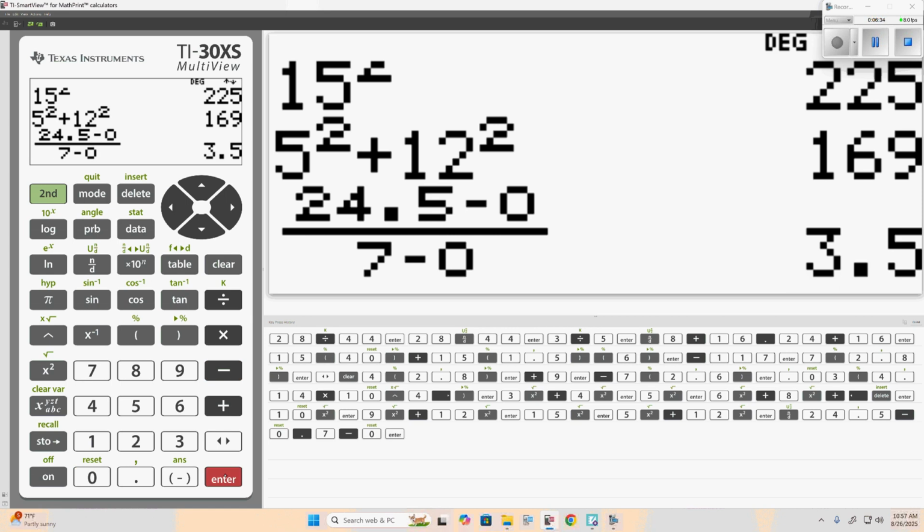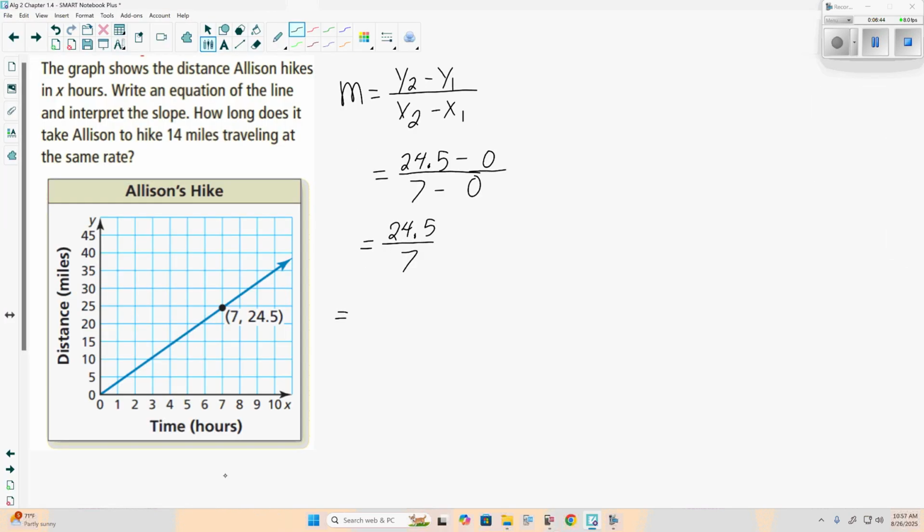Now, the reason it converted it to a decimal is because we cannot have a decimal and a fraction together. We either have it as a decimal or we have it as a fraction. We can't have both. So for this one, we'll leave it as a decimal. So the slope of this line is 3.5.